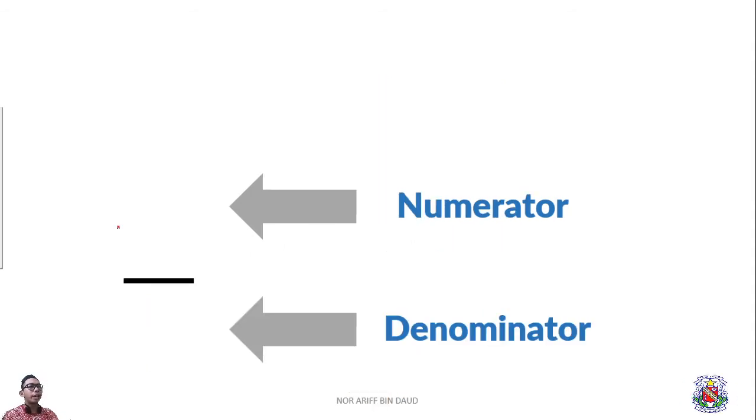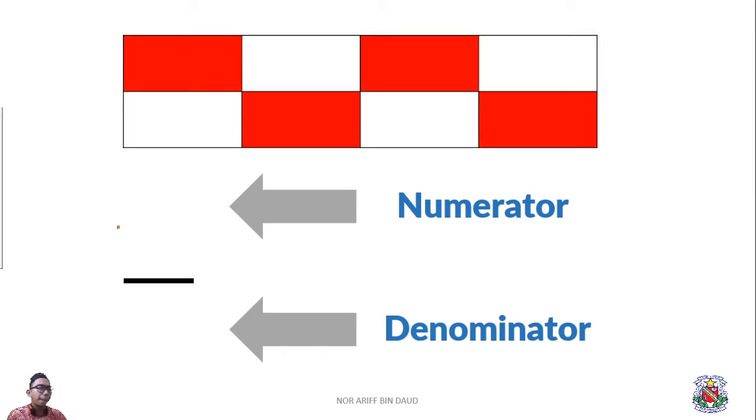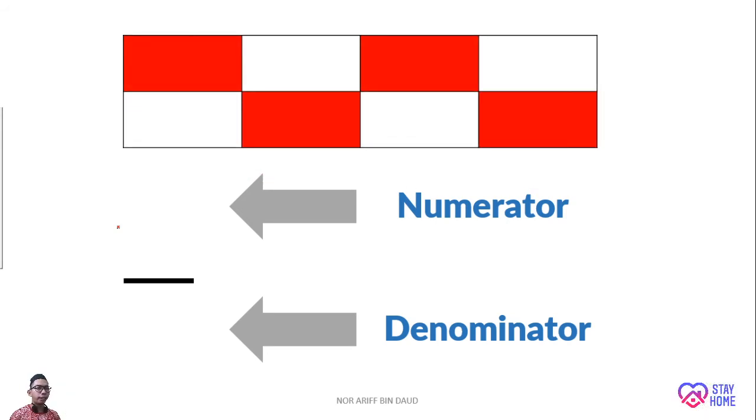Now we go on with the numerator and the denominator. I have one example here. We have a variety of fractions that are not pizza. For this example, I have a square box. So what is the denominator here? We must count together: 1, 2, 3, 4, 5, 6, 7, and 8. So we have 8 parts here.